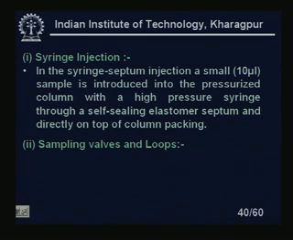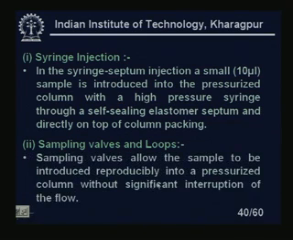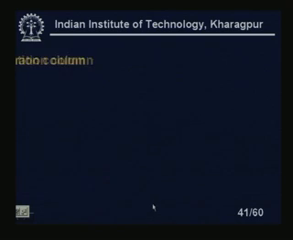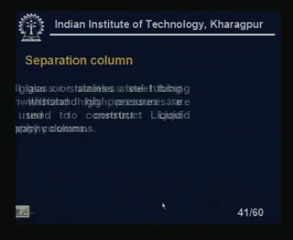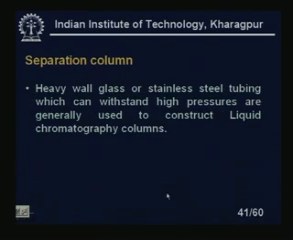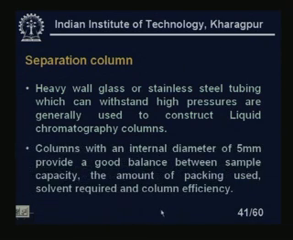Sampling valves and loops. Sampling valves allow the sample to be introduced reproducibly into a pressurized column without significant interruption of flow. Separation column. Heavy wall glass or stainless steel tubing which can withstand high pressures is generally used to construct liquid chromatography columns.